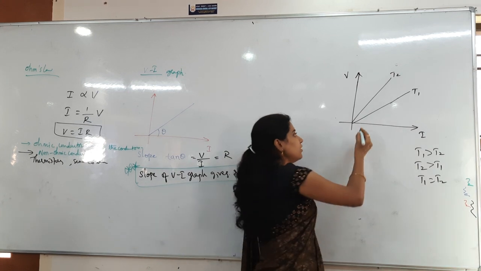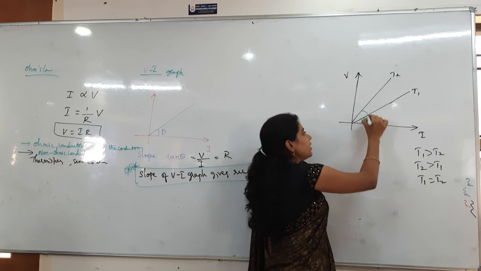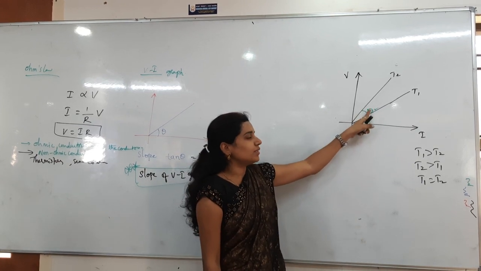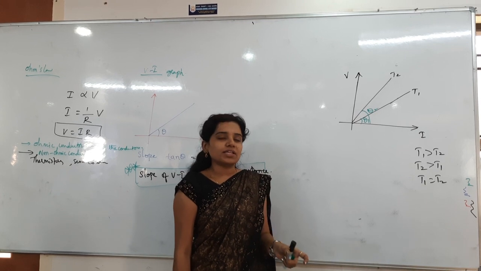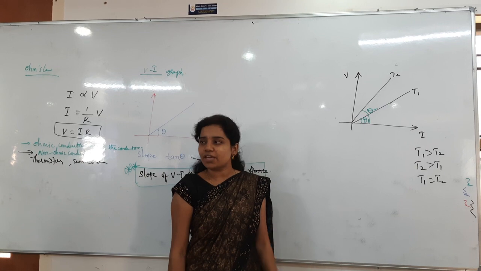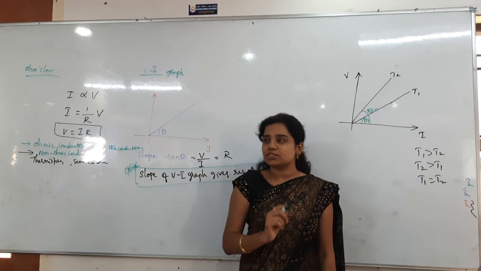Here the angle of the wire at temperature T1, let me take that as theta 1, and the angle of the second wire at temperature T2 is theta 2. Now this is theta 1, this is theta 2. Now what is the resistance for us generally? Resistance is nothing but the slope of the VI graph. Now you have to get the temperature relation from the resistance relation.